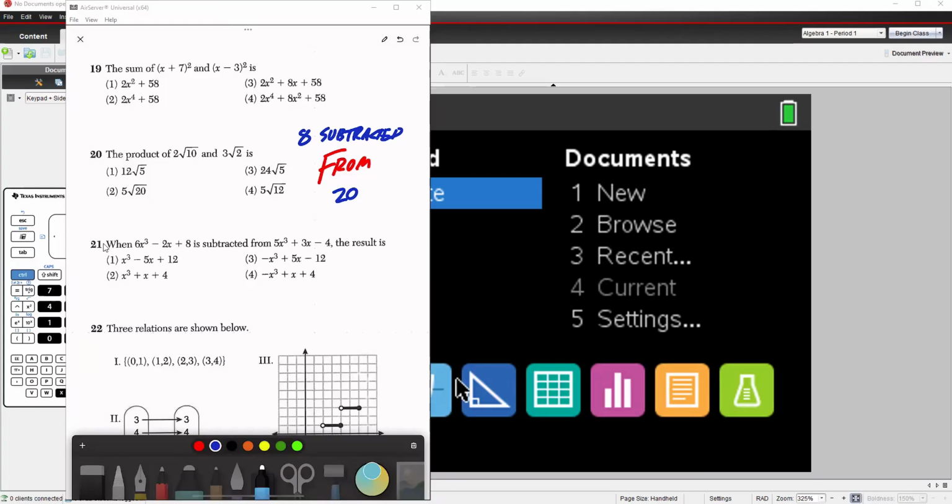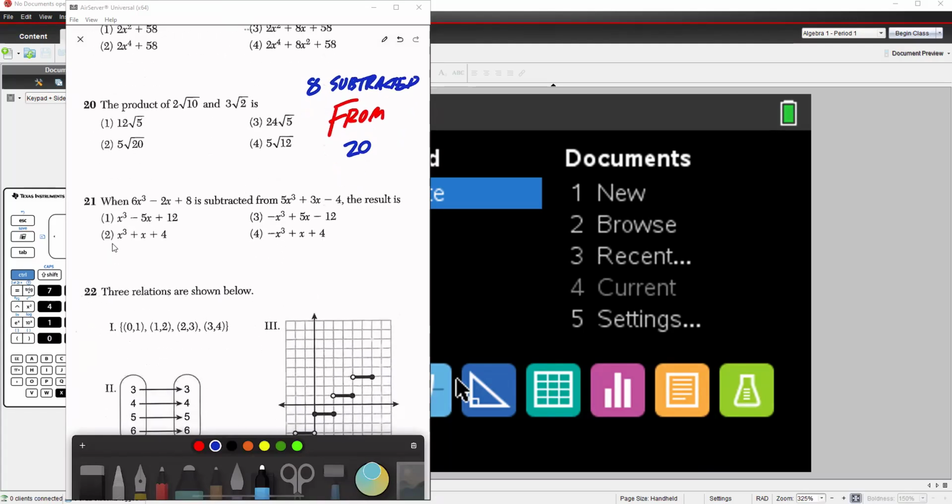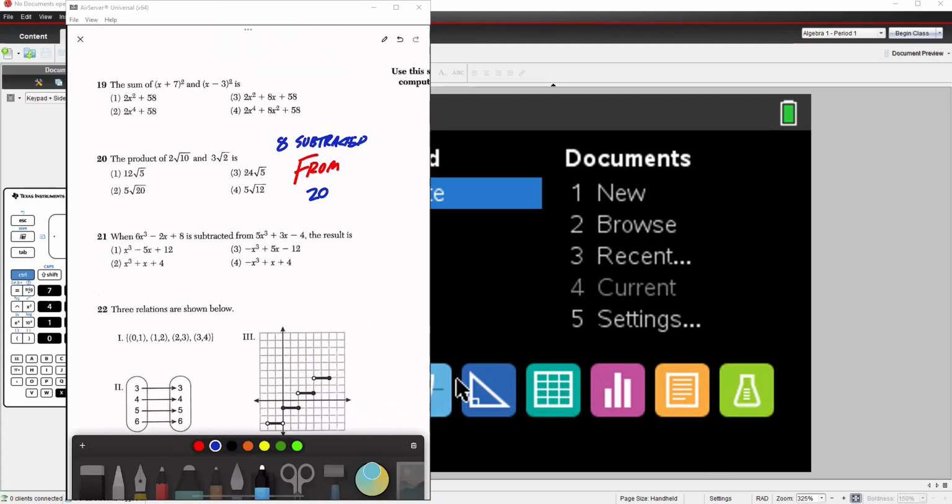I am going to do question number 21 from the August 2025 Algebra 1 Regents exam. It's a pretty straightforward question. Here's the part that makes it difficult. Most students mess up on the "subtract from," so they get it confused, right?